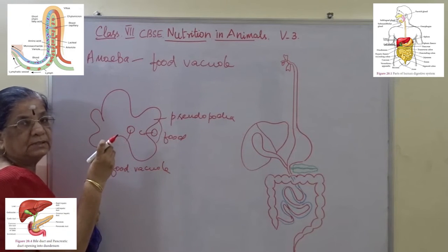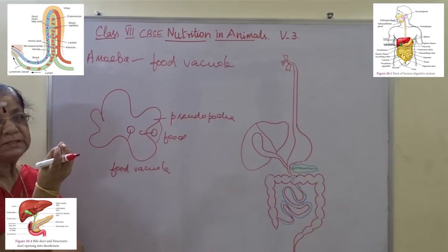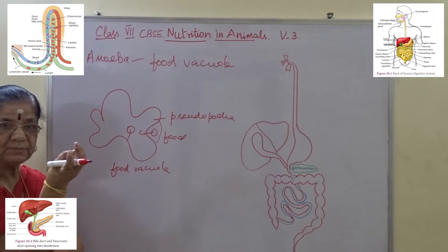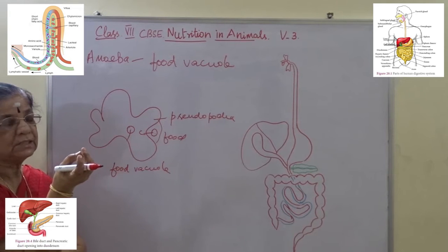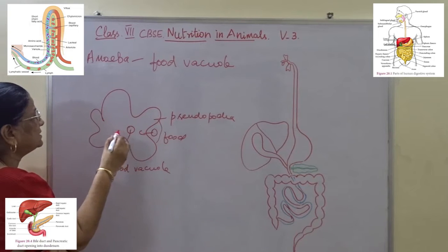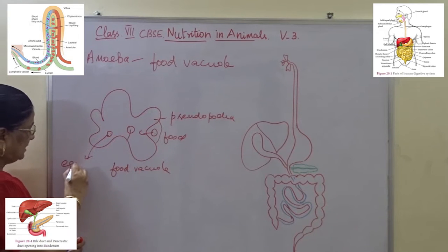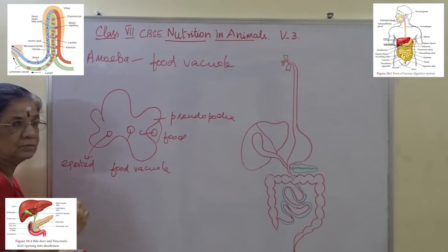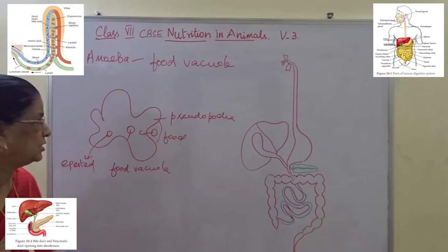And the food that is taken is nothing but small microorganisms such as phytoplanktons and zooplanktons. The food is digested and the undigested food material is sent out as a digested vacuole. This is nutrition in amoeba. Okay.